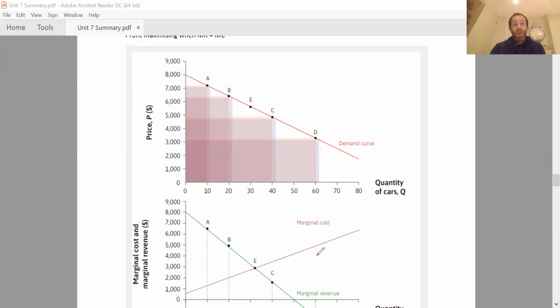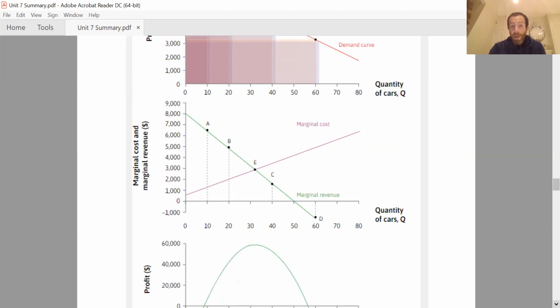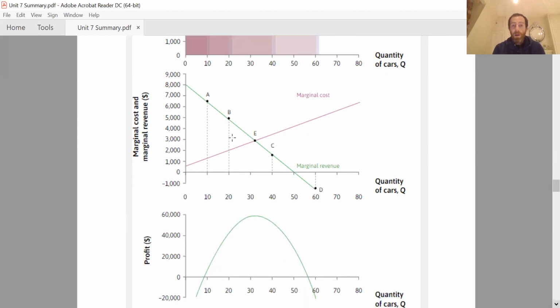And then if we have a marginal revenue curve, it turns out that profit is maximized at the quantity of output where marginal revenue is equal to marginal cost, right? And that's going to be at point E here. So why is that true?